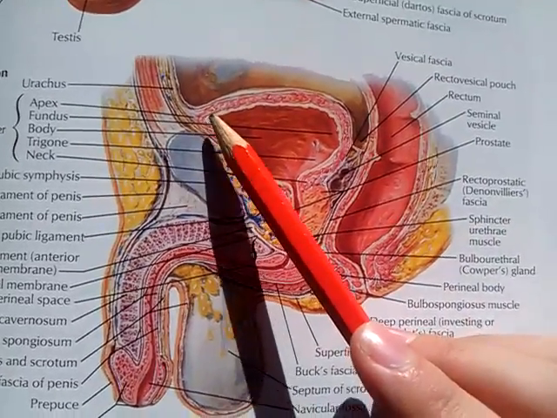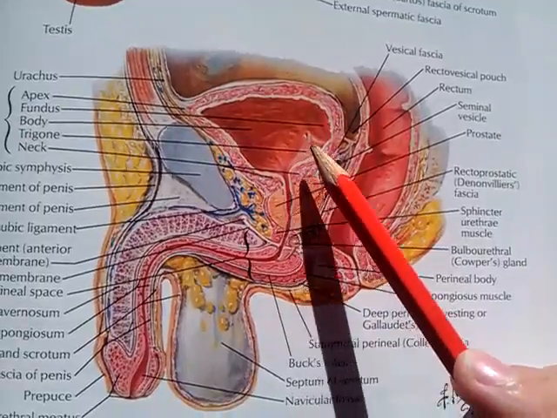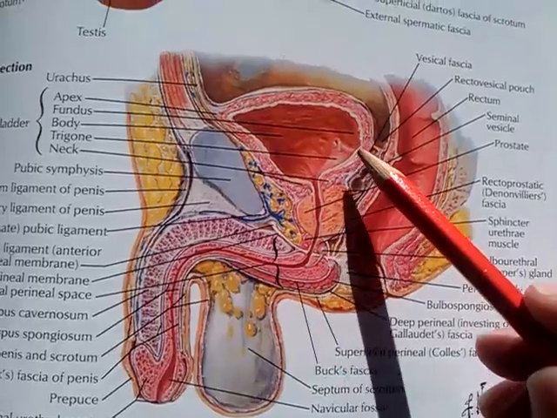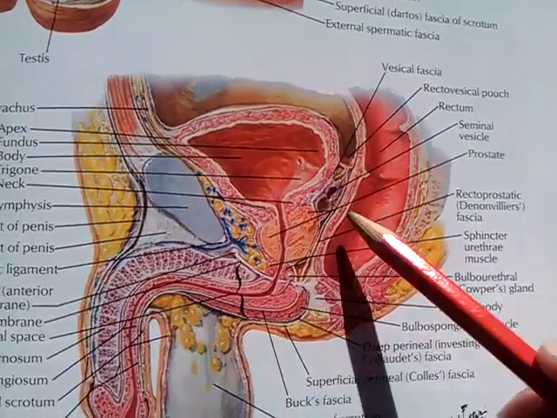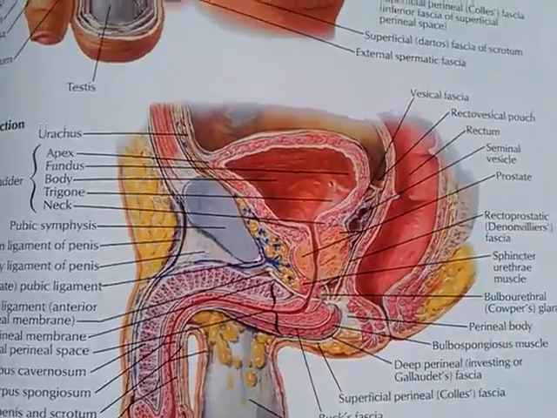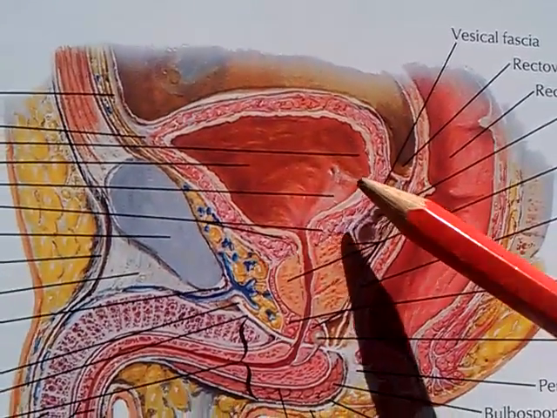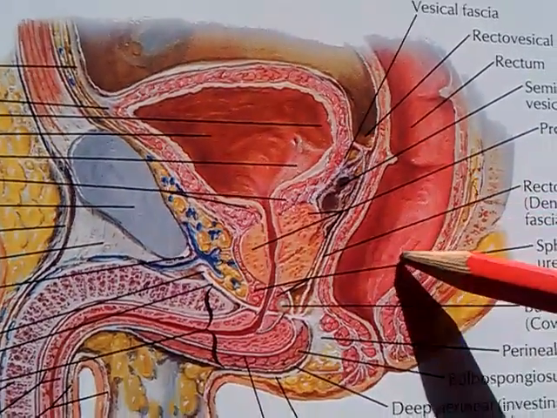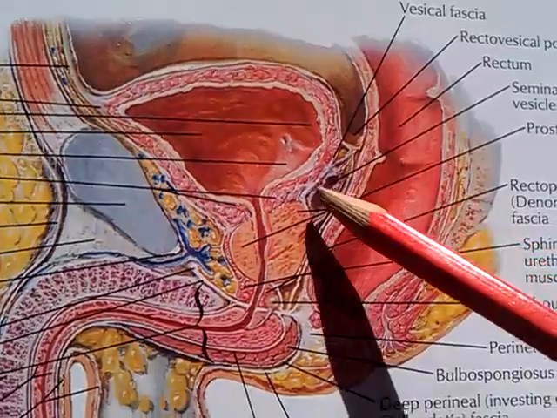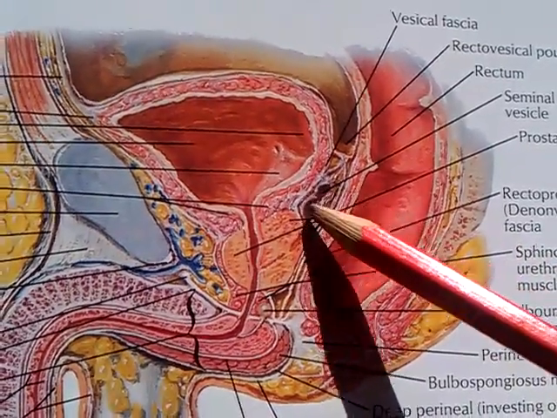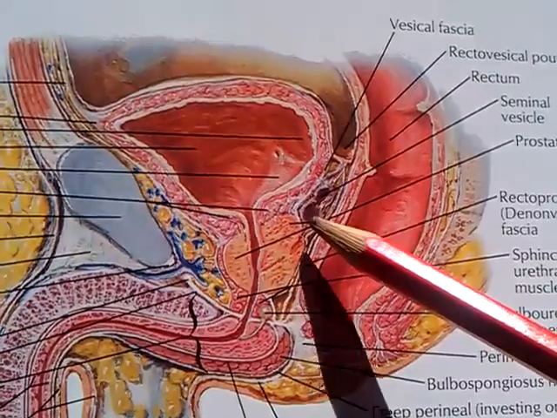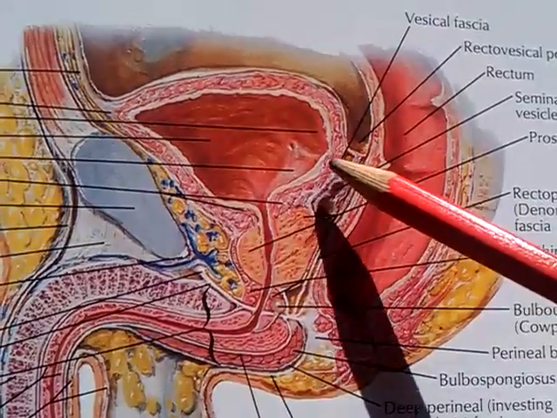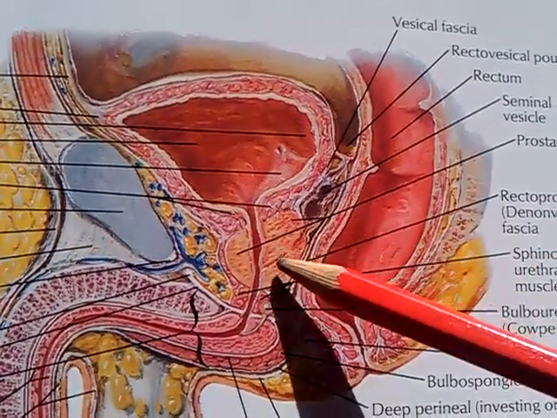It has an apex, neck, fundus and a body. The fundus is directed down and backwards, and in the male it is related to the rectum, connected to it by a rectovesical septum containing seminal vesicle and deferent ducts. Inferiorly, the fundus is related to the prostate.